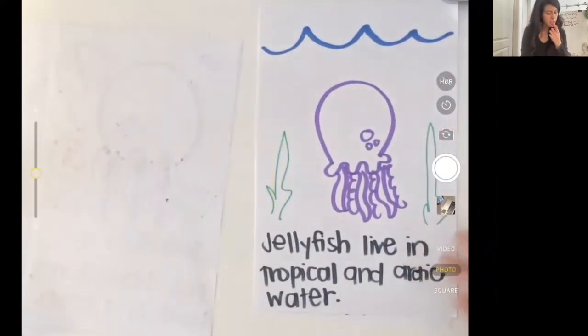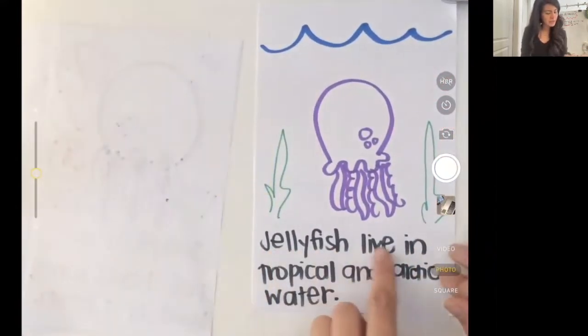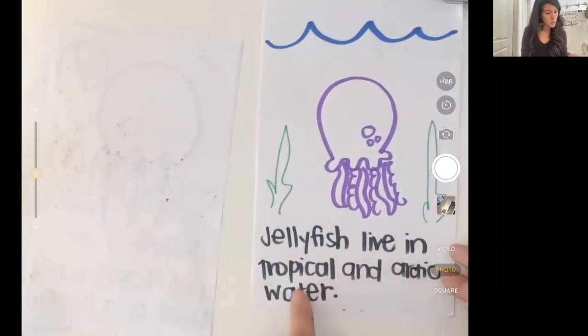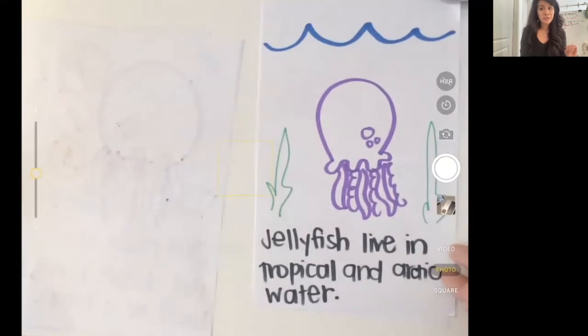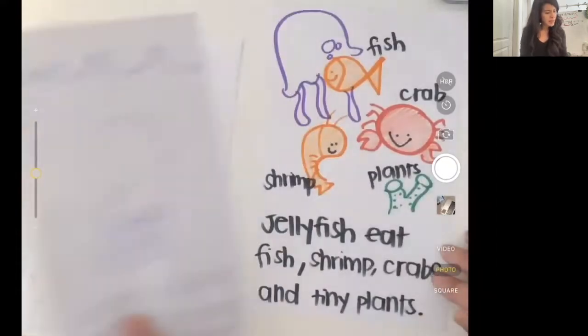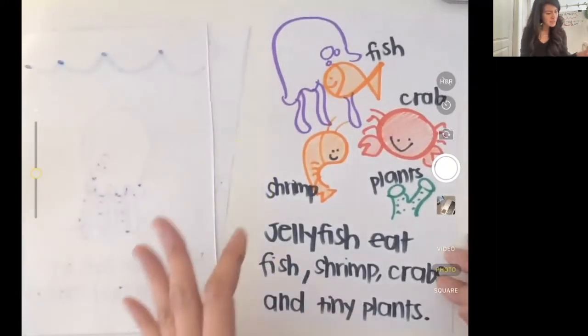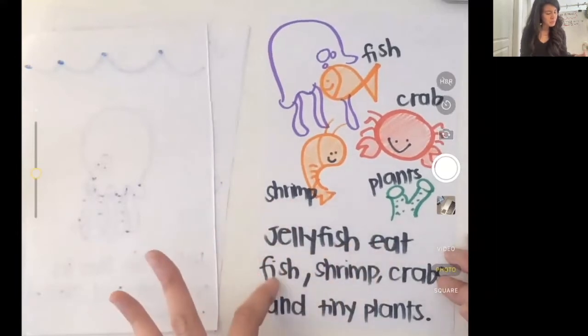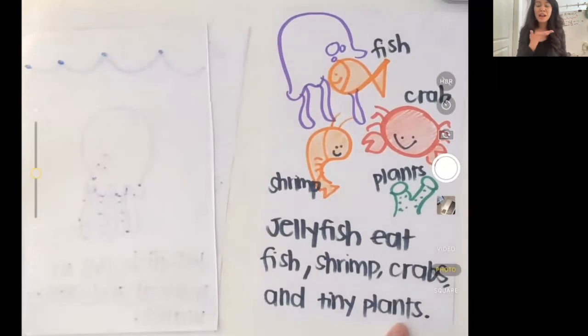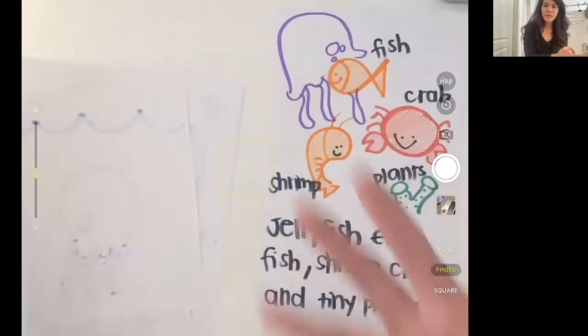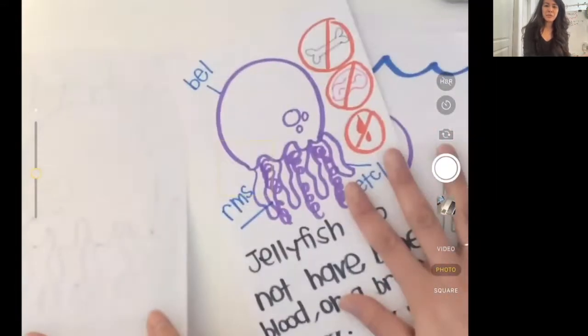Let's see over here. What do I talk about here? Jellyfish live in tropical and Arctic water. Ooh, so I talk about where a jellyfish lives, its home. And then let's see what this page says. It says jellyfish eat fish, shrimp, crabs, and plants. Oh, so I talk about a jellyfish's diet, what it eats. So those sound like the three different things that I teach my readers about.